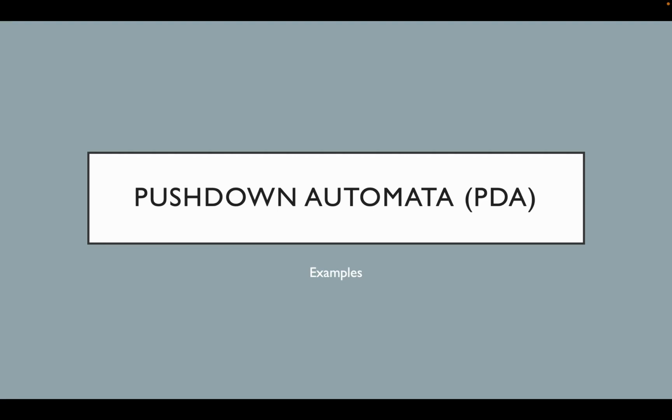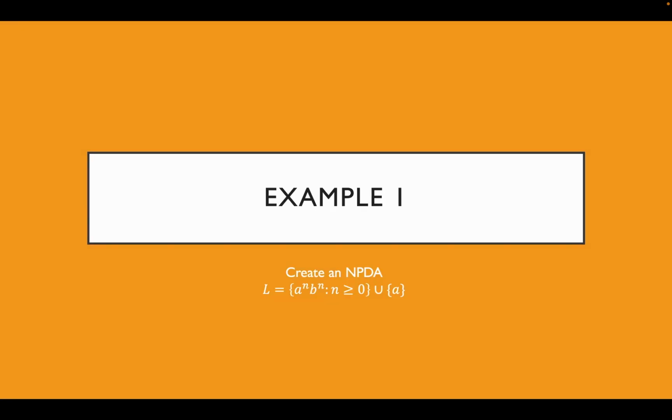This video is going to cover pushdown automata, or PDAs. We're going to go over 4 examples from the textbook. Our first example, we're going to create an NPDA, or non-deterministic pushdown automata, for the following language.